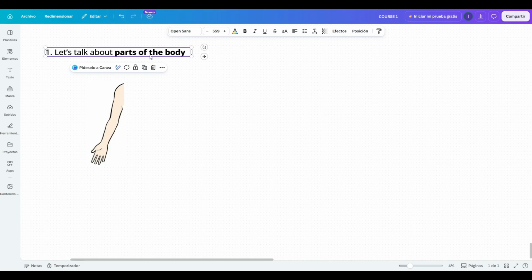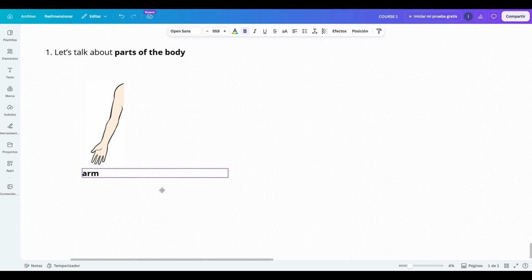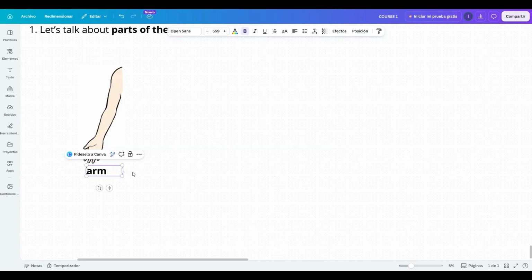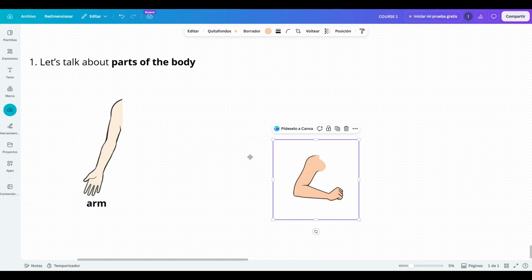People have two arms. Okay, write that. Arm. Yes, this is an arm. Well, next. Now, what's next? The second picture is here.